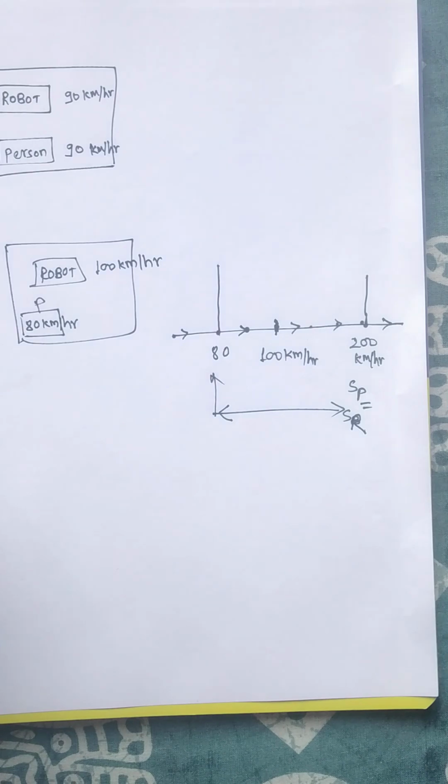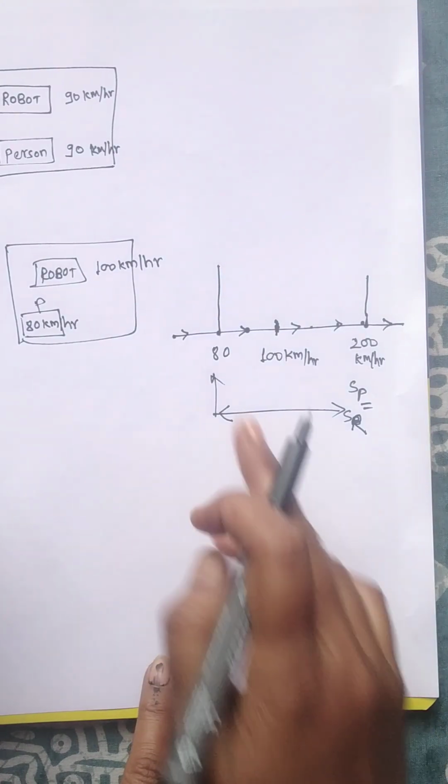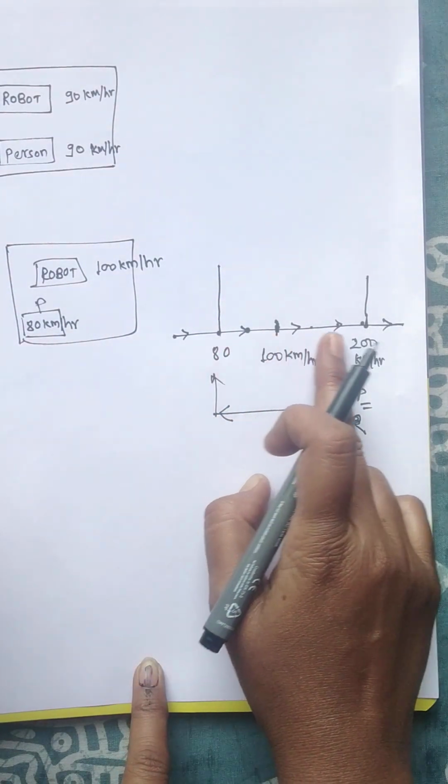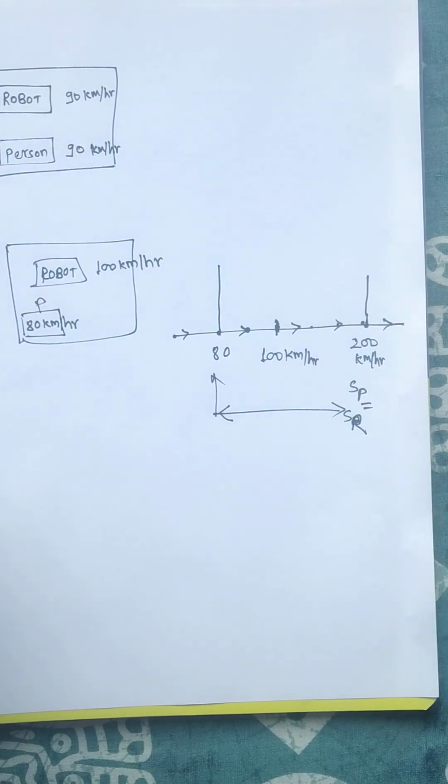Means what now? The track has been lost. Right? The track between the robo and the person has been lost now. Okay, so this is the one case if the person is increasing his speed. Now the second case.